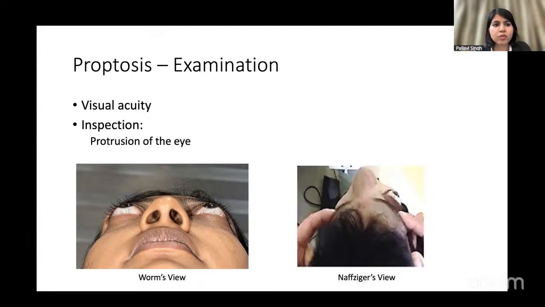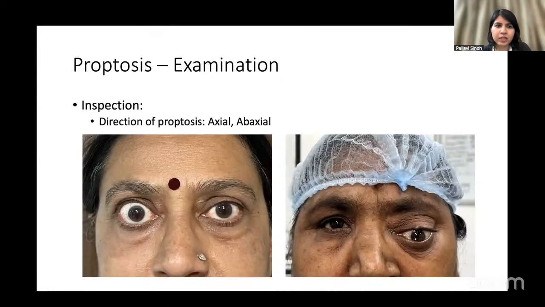Moving on to the eyeball, we'll go in a systematic manner. We'll go about with inspection, palpation, auscultation, and all of those things, just how we go about examination in a general surgical case. All right. So when you look at the protrusion of the eye, there are two ways of seeing it. There's the worm's view, where you look at the patient from down up, and there's the Naffziger's view, where you look at the patient from up to down. So you can see any protrusion of the eyeball by using these two methods.